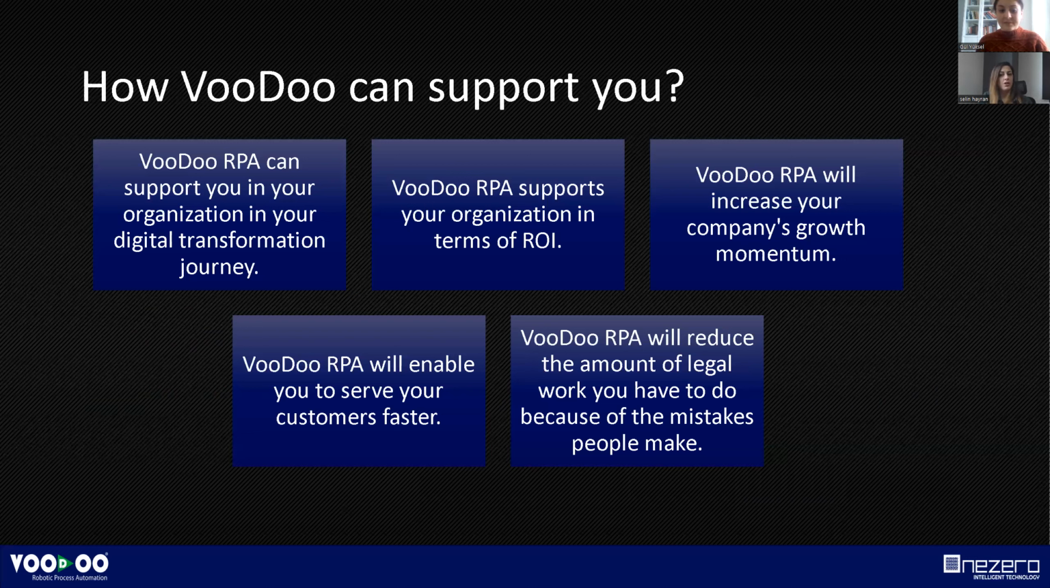And fourth one, VooDoo RPA can enable you to serve your customers faster. By automating tasks, VooDoo RPA can help your organization complete tasks more quickly, leading to improved customer satisfaction. The last one is VooDoo RPA can reduce the amount of legal work you have to do due to mistakes made by people. By minimizing errors, VooDoo RPA can help your organization reduce the amount of legal work that may be necessary due to mistakes made by people.